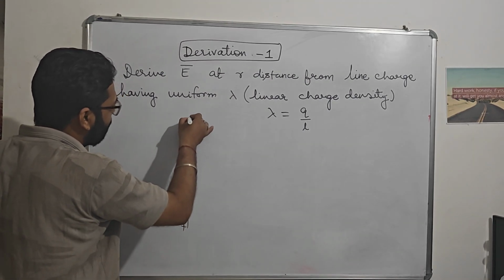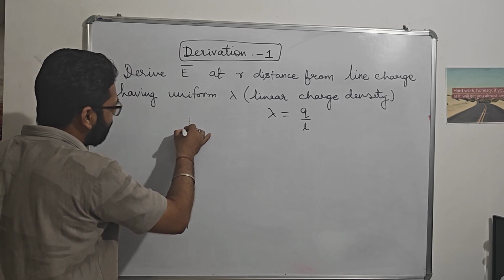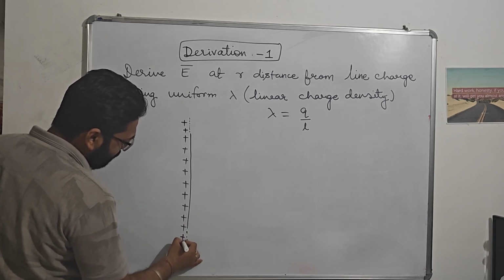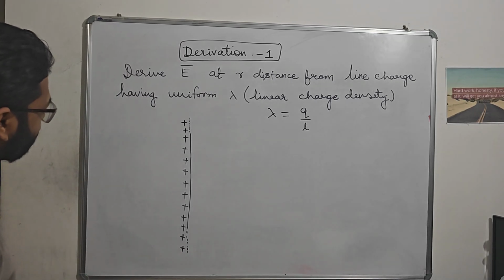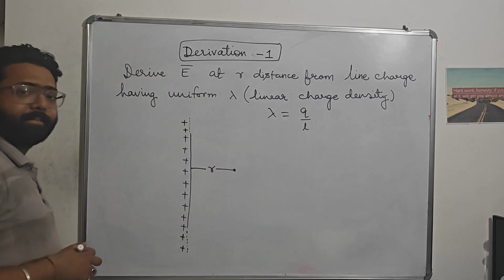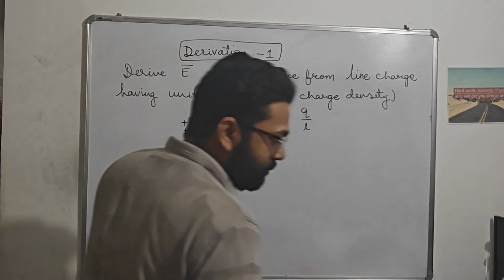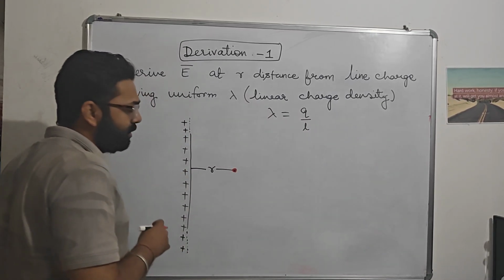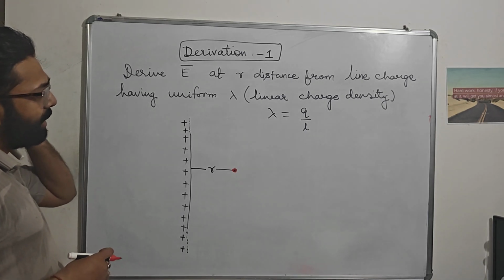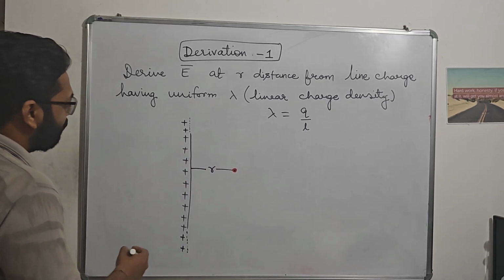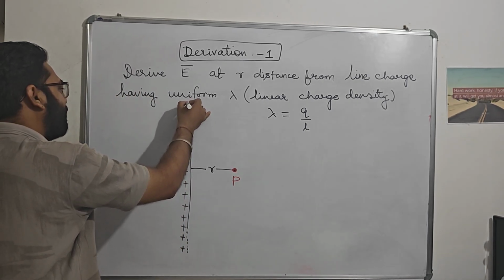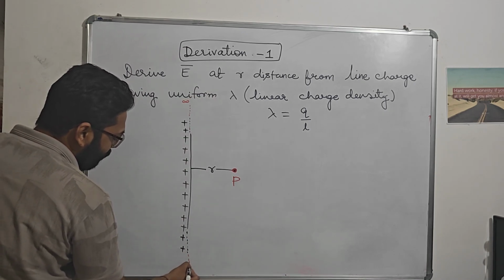Okay, so let us say this is the line charge and at r distance from this line charge, at this point you want to find the electric field. Because of this line charge you want to find electric field at this point P, which is r distance from this line charge. Now this line charge extends up to infinity and this also extends up to infinity.